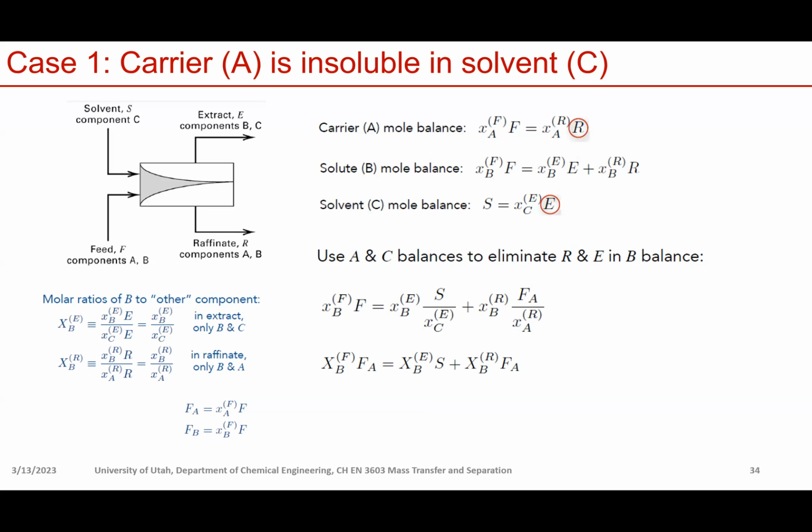For example, in the extract string, we can define capital B as the mole ratio of B in the extract string. That's lowercase xB multiplied by E, the flow rate in the extract string, divided by xC multiplied by E. This is the mole flow rate of component C in the extract string. Because E is common, it cancels, and capital XBE is basically the ratio of the mole fraction of B divided by the mole fraction of C.